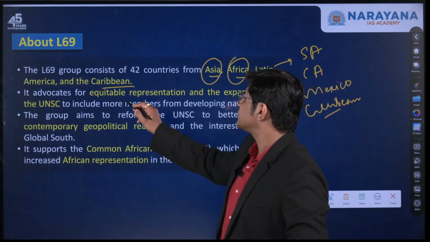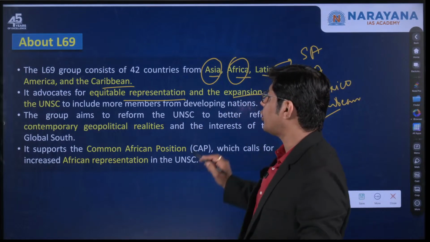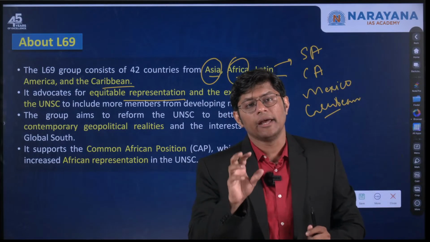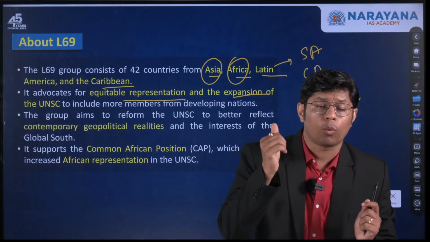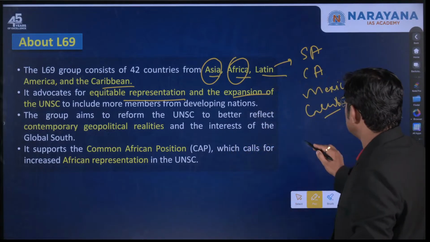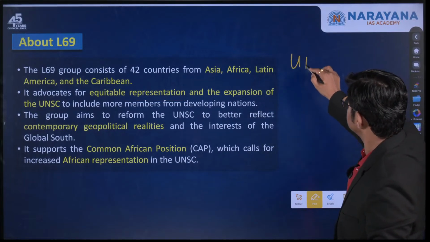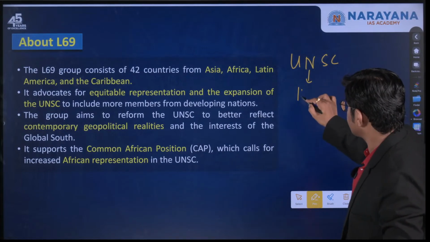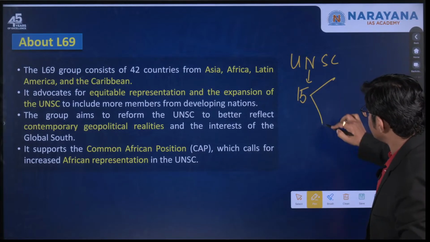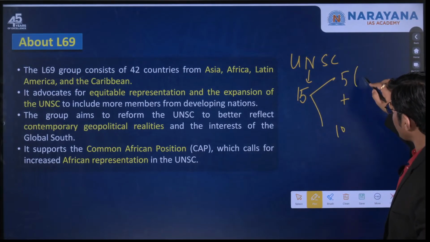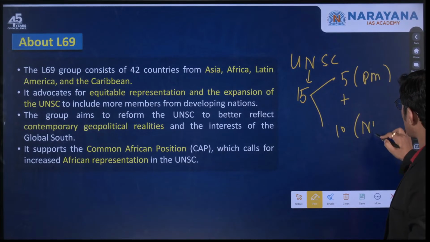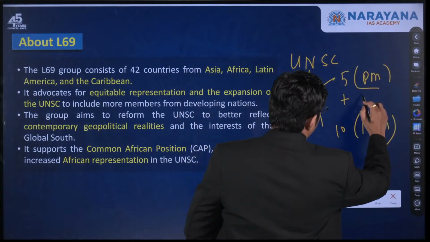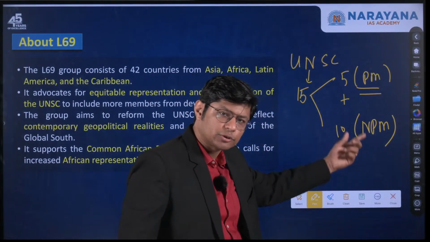It advocates for equitable representation and expansion of the UNSC, which means that this grouping contends that the UNSC is not representative. Why? Because if you see the United Nations Security Council, it has 15 members. Let's divide the 15 into 5 plus 10, which means 5 are permanent members and 10 are non-permanent members. The non-permanent members keep on changing.